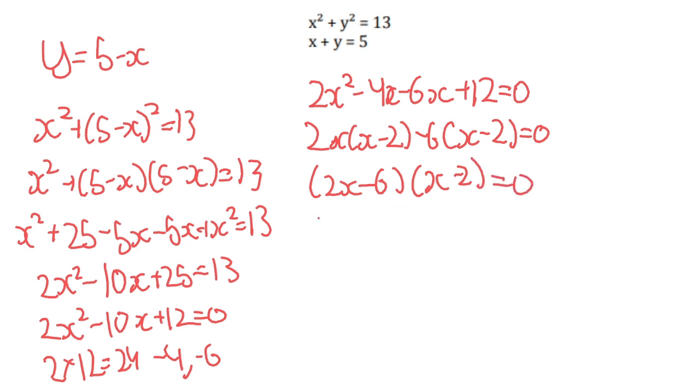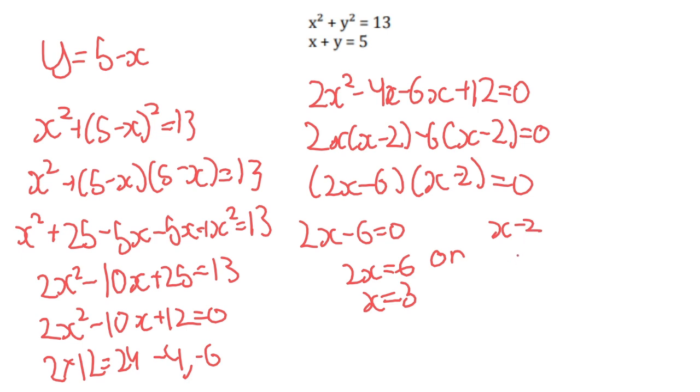Now I can split into two options for x. Either have 2x minus 6 equals 0, so 2x equals 6, and x equals 3, or I can have x minus 2 equals 0, and x equals 2. Now I have my x's, I can try and find my y's.